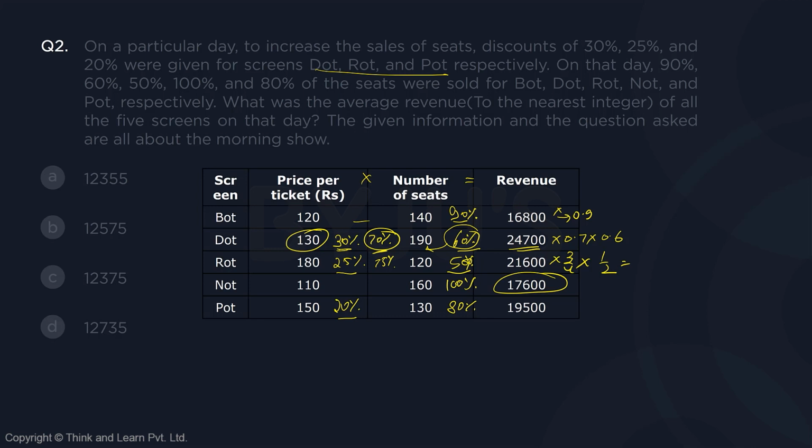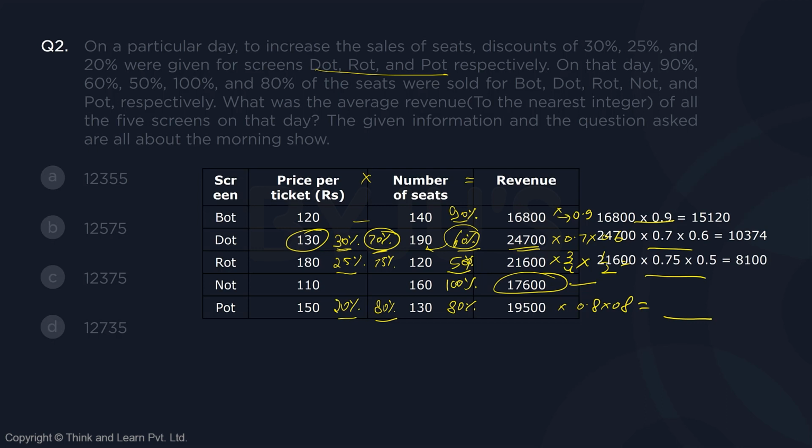Here we have nothing, so it will remain the same. Here 20%, so the discounted price will be 80%. So I need to find 0.8 into 0.8. That will be the revenue of that. So calculate these values. That will be the total revenue for the day. You need to find the average, right? So let me straight away show you the table. These are the values you will get.